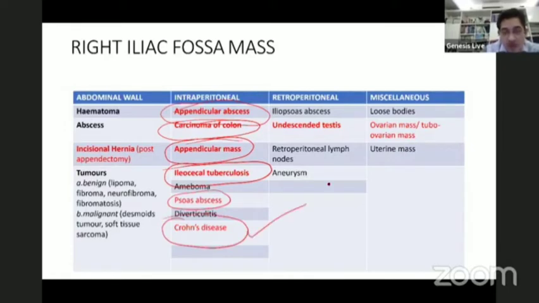This would be an important differential if you are working in England or America, because in Western countries, Crohn's disease is quite common, more common than ileocecal TB. So if you're working in a Western country, I think Crohn's disease would be the third most important differential diagnosis. Even in Bangladesh, it is quite common. Undescended testis, you may think about it.